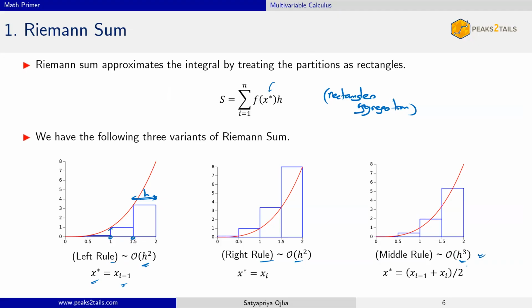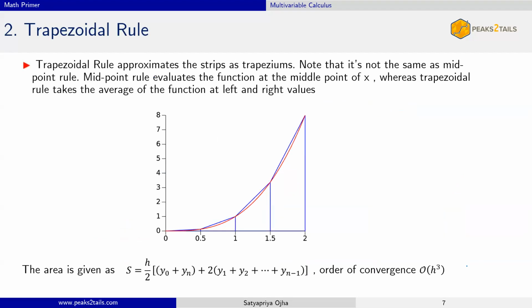So yeah, that's the theoretical convergence rate of these three schemes. These are important to know before you apply them. Okay, so let's go on to the next algorithm, which is also very popular, called the trapezoidal rule.